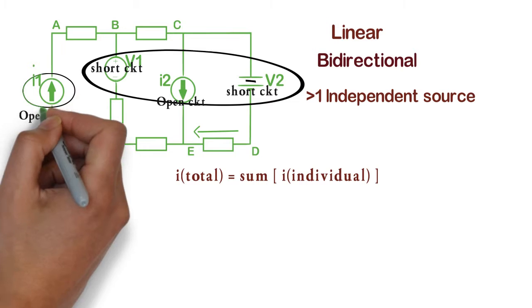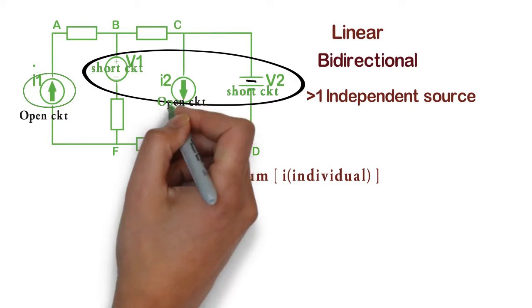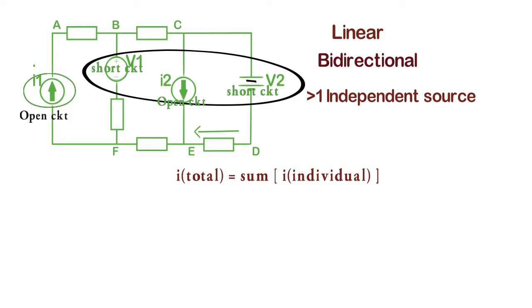So if we consider only I1 first, then V1 and V2 will become short circuit and I2 will become open circuit. And now we will calculate the value of current through DE. In a similar manner, we will calculate the current through DE by considering V1, I2 and V2 one by one individually, and then after adding all of these values, we will get the total current through DE in the network given.